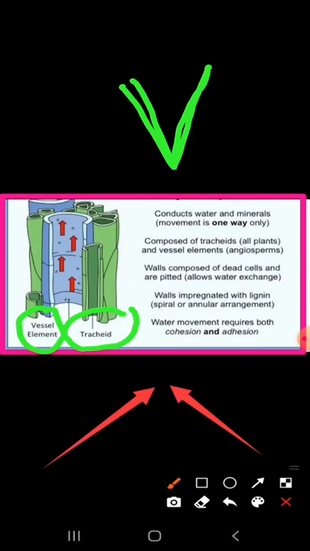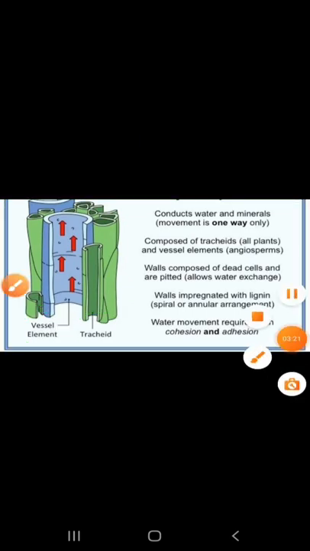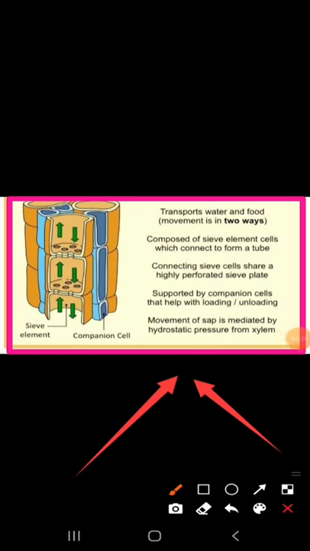Now let's deal with phloem. This is the structure of phloem. Phloem is called the food conducting tissue of the plant, and in this, movement is done in two ways. It is composed of different types of cells, that is sieve cells, phloem fibers and phloem parenchyma. First of all, we will start with sieve cells. Sieve cells, phloem fibers and phloem parenchyma all have living protoplasm at maturity.